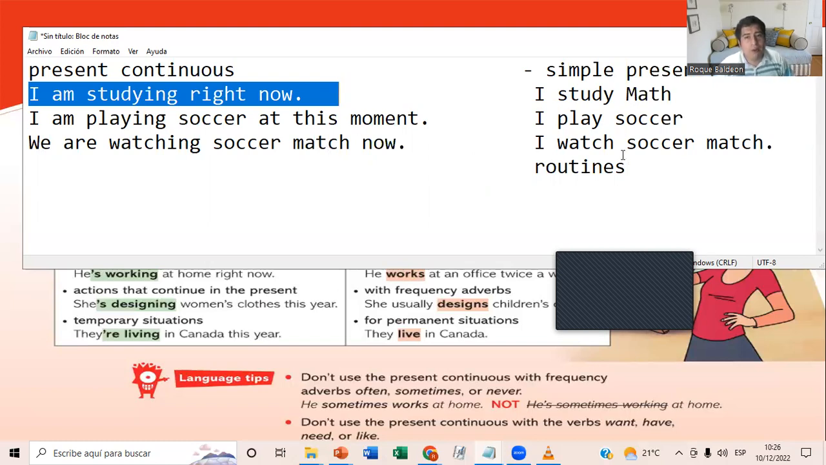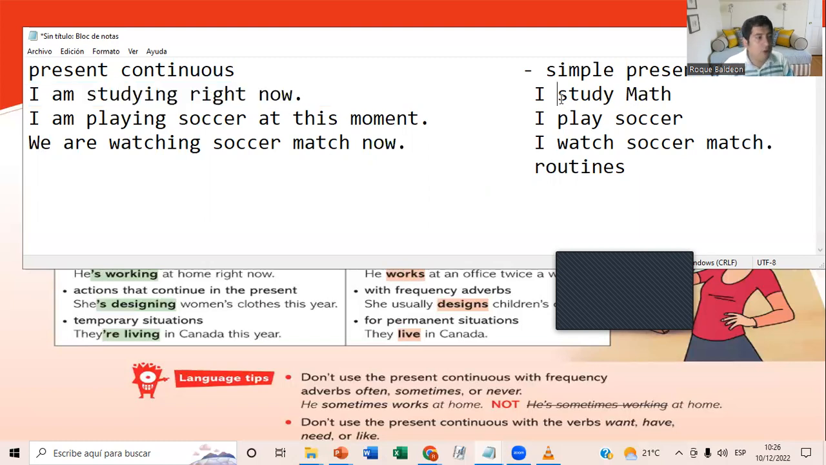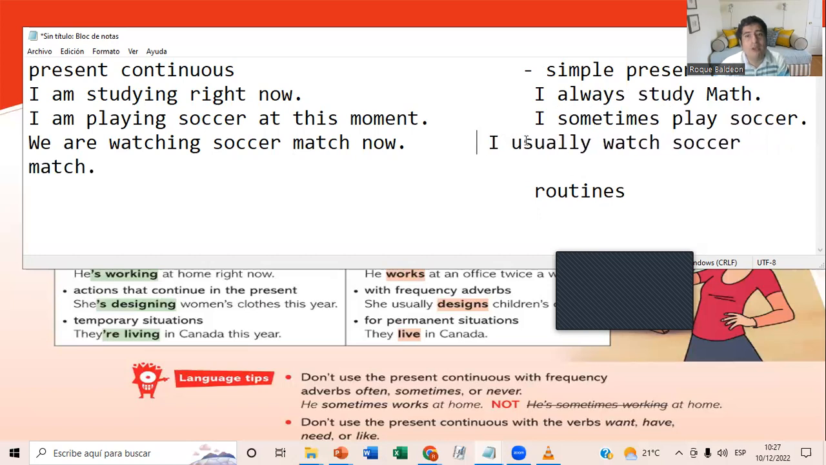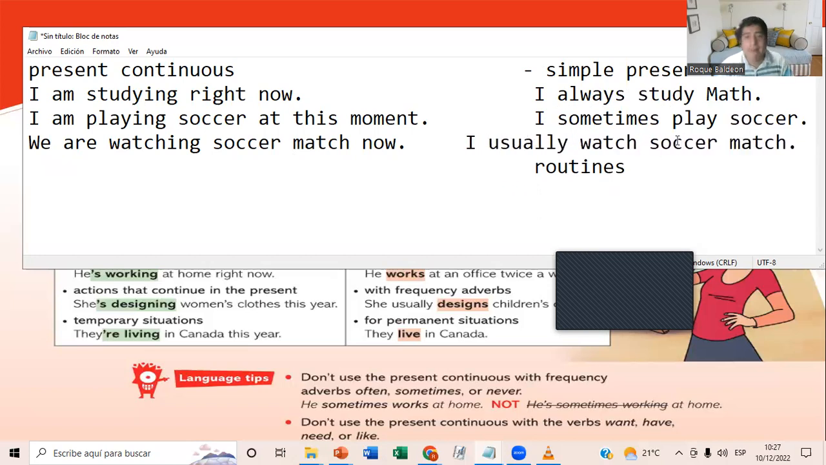For example, simple present cuando routines, usualmente le suelen colocar el adverb of frequency, lo que hemos visto. For example, I always study math. Yo siempre estudio matemática. I sometimes play soccer. Algunas veces juego partidos. Or for example, I usually watch soccer match. Usualmente veo el fulbito. Entonces, cuando trabajamos simple present, trabajamos routines. Y una routine es colocarle adverb of frequency.